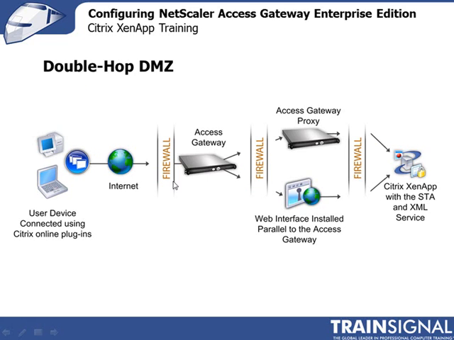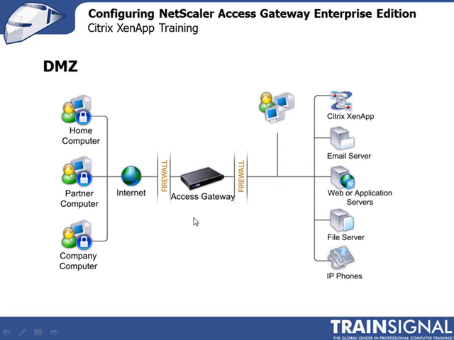There's always the double-hop DMZ, where you have one, possibly two NetScalers, one in your first DMZ and one in the second. You have the web interface parallel to the NetScaler, and then you have your secure network. We're not going to do that either. What we're going to deploy is a traditional DMZ-type deployment where the NetScaler is actually sitting in the DMZ.